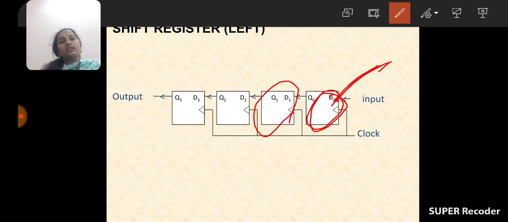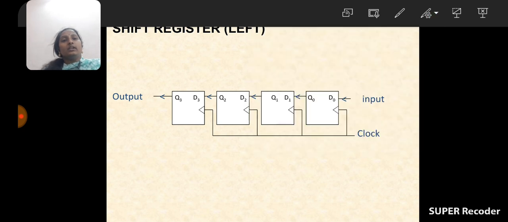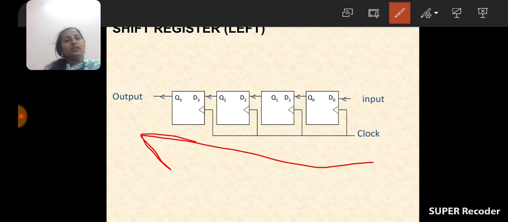Only one input is there. And how many outputs are there? Only one output is there. And which kind of flip-flop is used to design the shift registers? Only D flip-flop is used to design the shift register. And here it is a 4-bit shift left register, so the data is moved from right to left. Is it clear? So which flip-flops are used here? Data flip-flops. Okay.